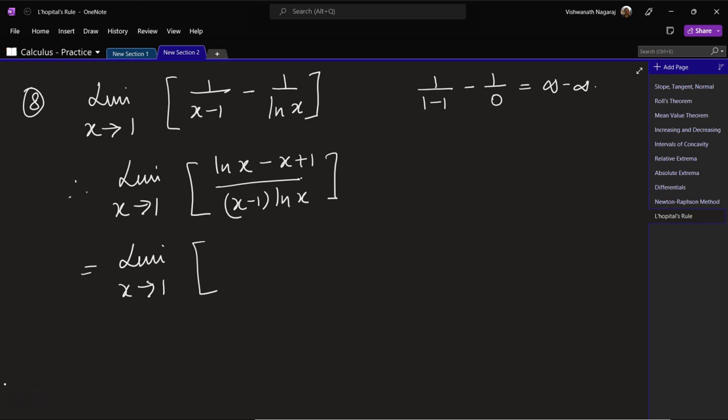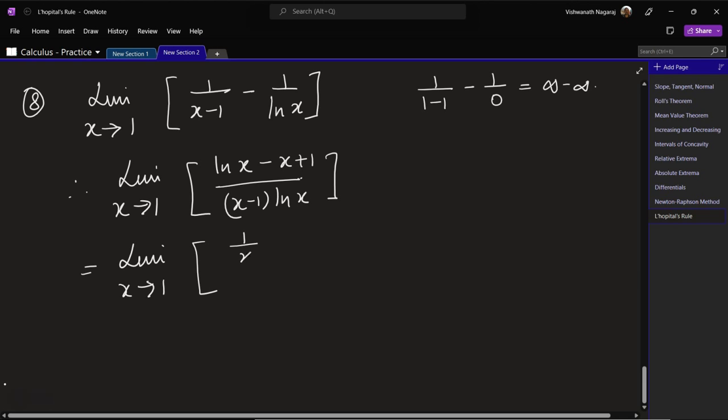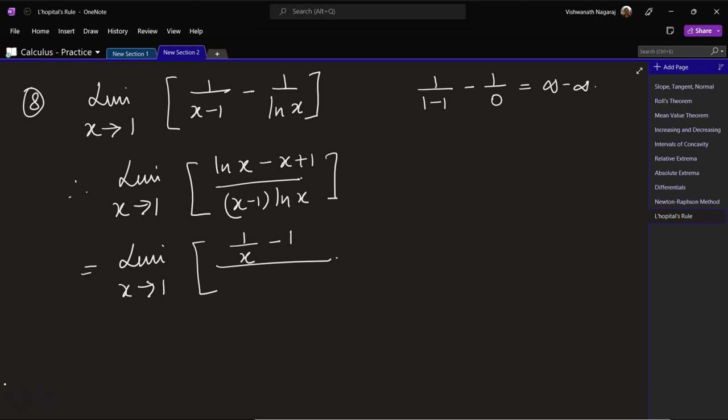We will differentiate. Okay, so it is in the indeterminate form, so we need to differentiate it to apply L'Hopital's rule. So the derivative of natural log of x is 1 by x, minus 1 by, and here what do we do? Chain rule in the denominator. So 1 times natural log of x plus (x minus 1) as it is, and 1 by x.